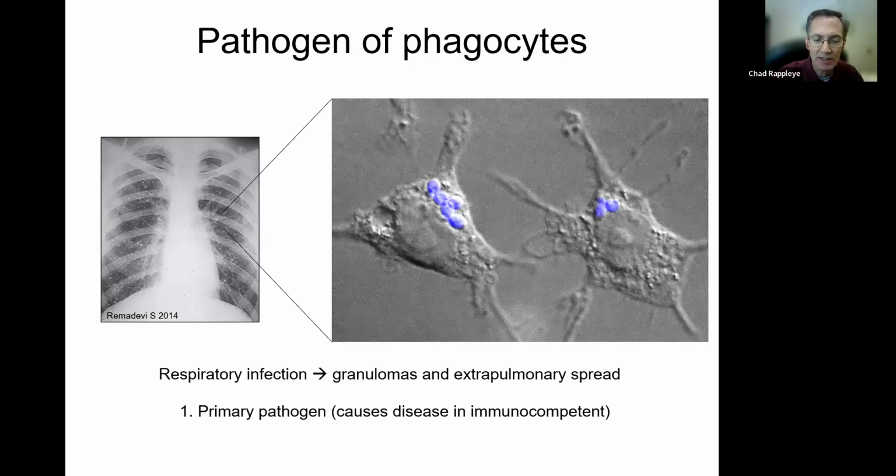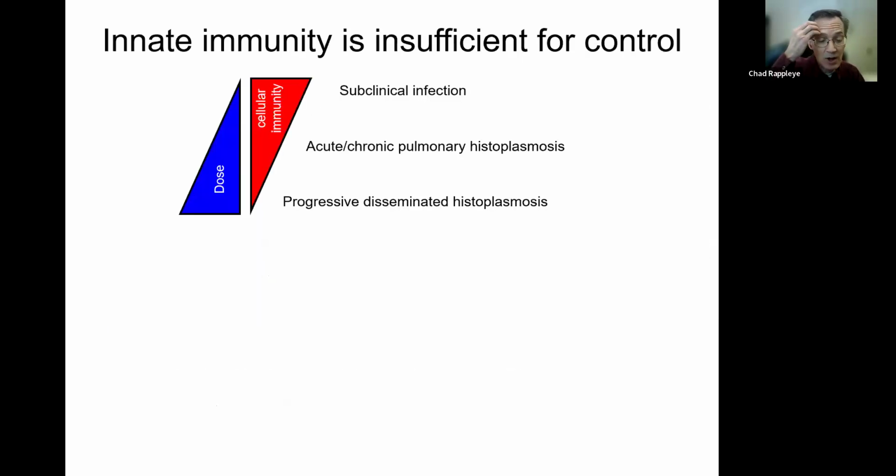So a couple things that I would just like to highlight here is that histoplasma is a primary pathogen, meaning that it will cause disease even in immunocompetent individuals. The second point is that during the acute stage of infection, histoplasma is nearly entirely within phagocytic cells. So just a couple of other comments on the clinical aspect of histoplasma.